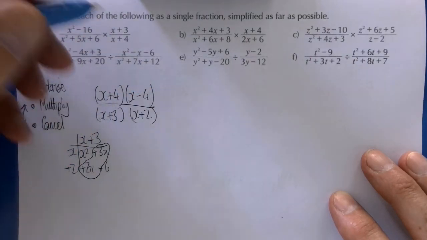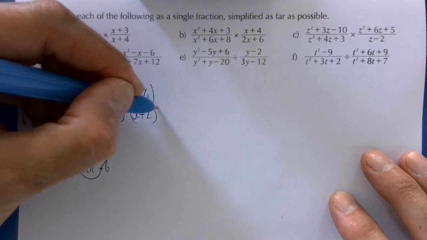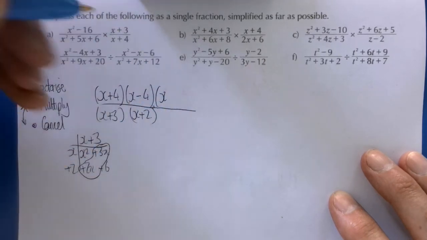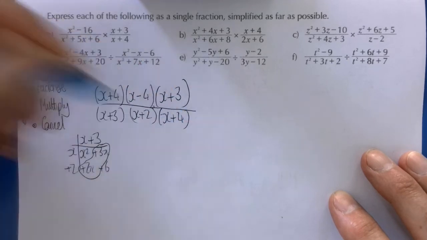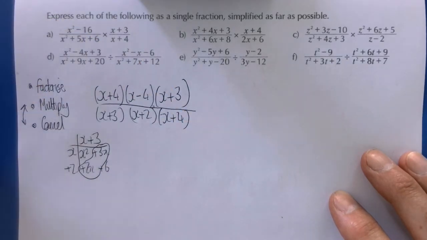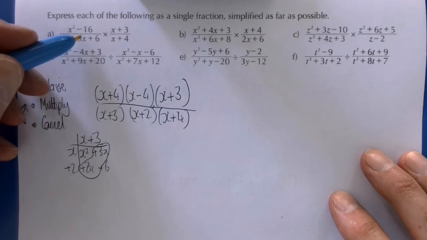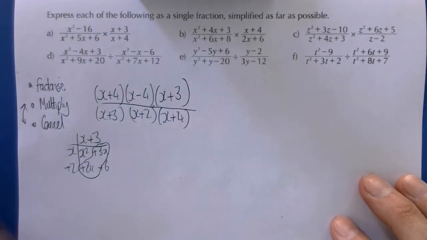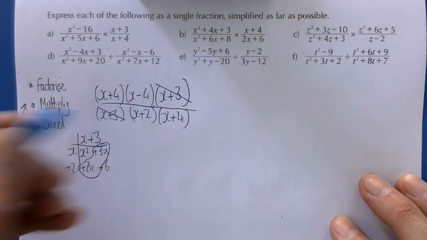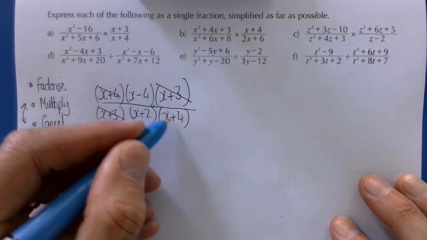So I'm going to jump straight to the multiply stage and just put those on the end. So I've sort of rolled the factorize and multiply into one there. I've factorized this and multiplied it by this at the same time, and then I'm cancelling. And it's always nice to see, look, you've got an x plus 3 top and bottom, and you've got an x plus 4 top and bottom.